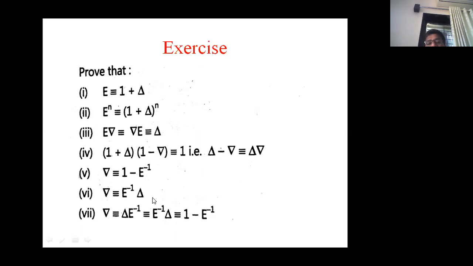Similarly, how can we prove this? Find the value of ∇f(x), and find the value of E^(−1)Δf(x) and show both the values are the same. Similarly, the proof of this, that is, how we can show these two operators are the same. We show the effect of these operators on f(x) are the same.